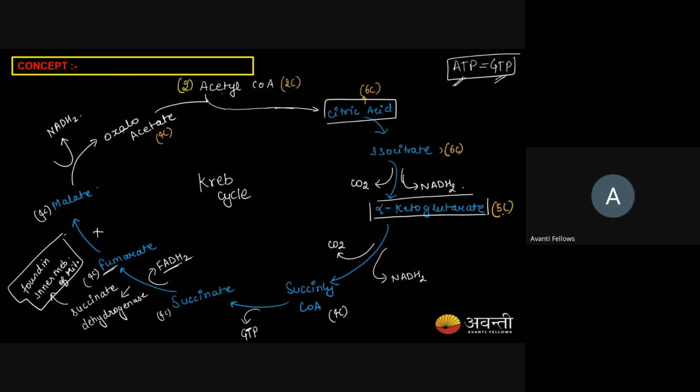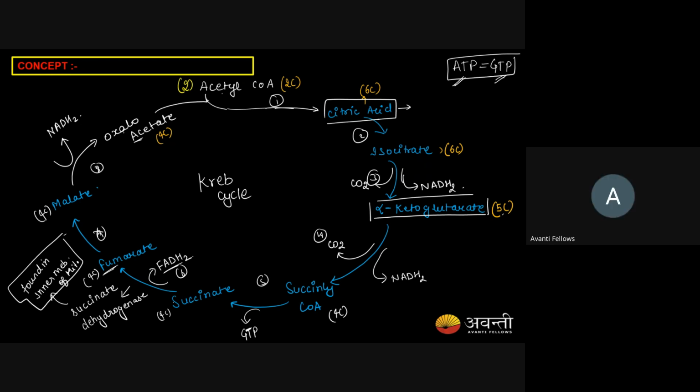Acetyl CoA is combining with oxaloacetate. It is converting into citric acid. This is our first step. This is second step. This is third step. This is fourth step. This is fifth, sixth, seventh, eighth. So at which step are we getting it?